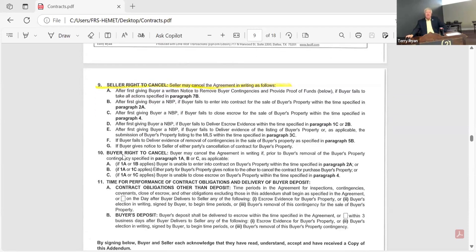And buyer's right to cancel, not very many, right? The buyer may cancel this agreement if prior to buyer's removal of the property contingency, buyer's unable to enter into a contract on another property. But all of these all have to do with the buyer being able to get a property within a specified period of time. So keep that in mind when you're dealing with buyers.